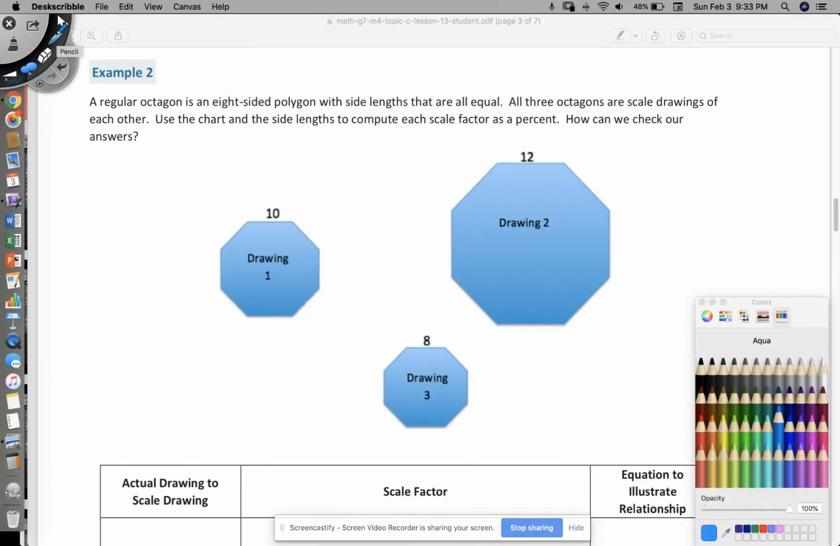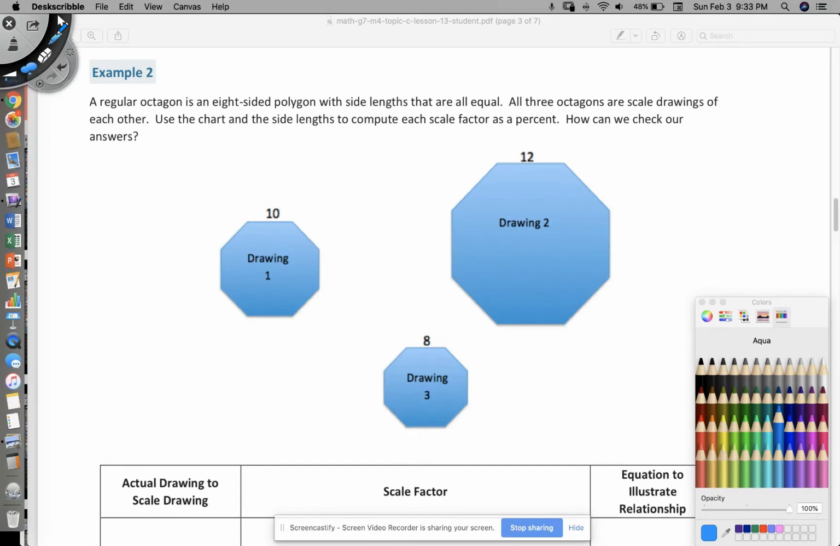A regular octagon is an 8-sided polygon with side lengths that are all equal. All 3 octagons are scale drawings of each other. Use the chart and the side lengths to compute each scale factor as a percent. How can we check our answers?